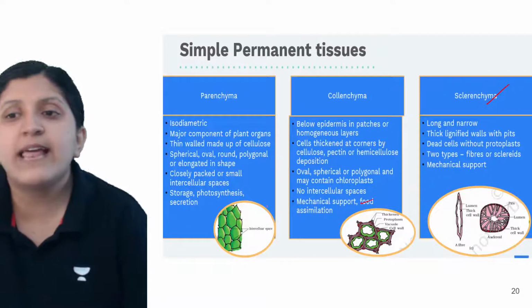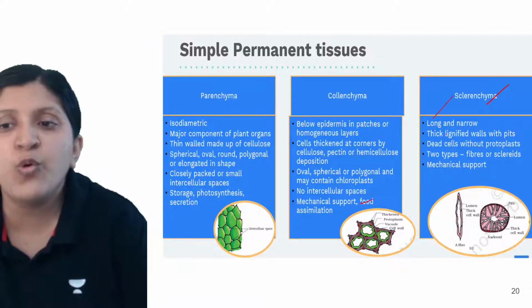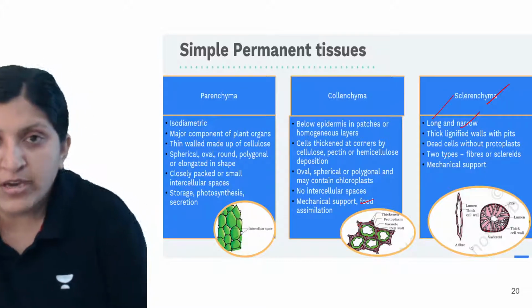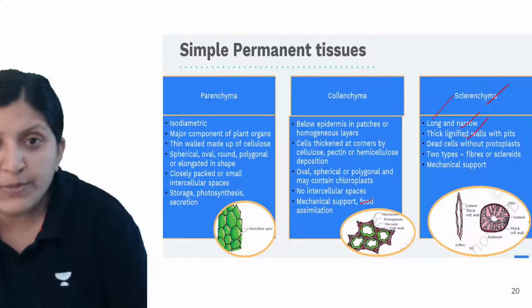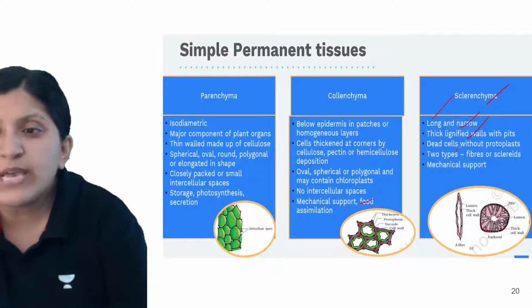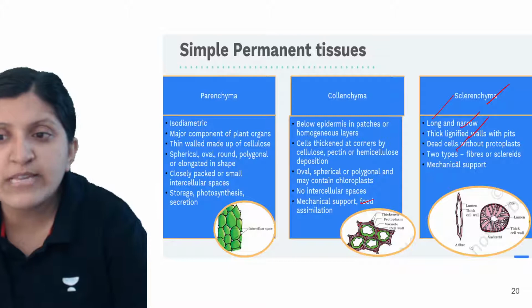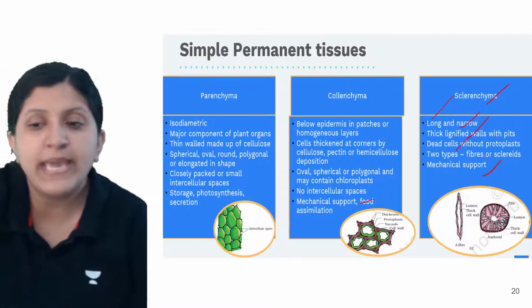So then there is sclerenchyma, which is long and narrow, thick lignified wall with the pits you can see. So there you can see dead cells without the protoplasm. Then two types are there. So there is a fiber or a sclerite, which is again providing a mechanical support.